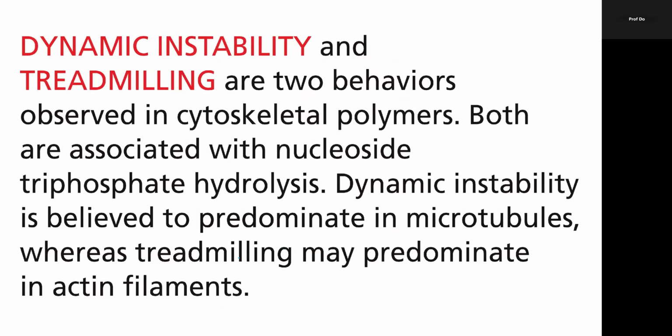Now, again, dynamic instability and treadmilling are the main behaviors of the cytoskeletal polymers. Treadmilling, again, like a treadmill, is going in a cycle. You're adding subunits on, and then you're taking subunits off at the same rate. Dynamic instability, break the words down. Dynamic means things are moving. Instability means that there's a destabilization process. And it really depends on the rate of actin or microtubule subunits adding into the chain or removing from the chain.